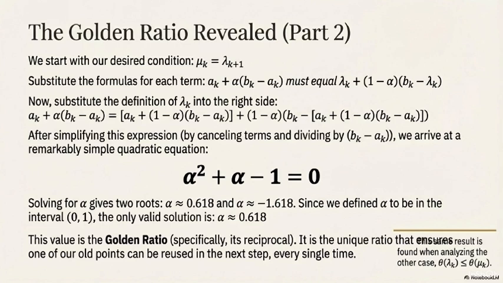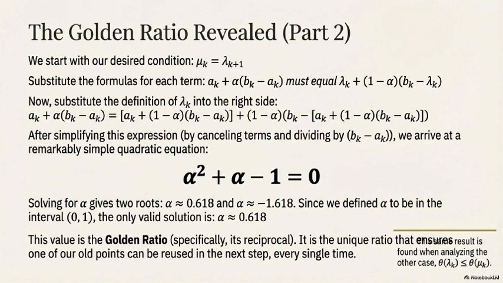Now, let's follow the logic to its conclusion. We start with our desired efficiency condition. We want our current right point to become the next iteration's left point. When we substitute the formulas for these terms, as shown on the slide, a beautiful thing happens. By simplifying the expression, all the complexity collapses into a remarkably simple quadratic equation. Solving this equation gives us a valid solution for alpha of approximately 0.618.